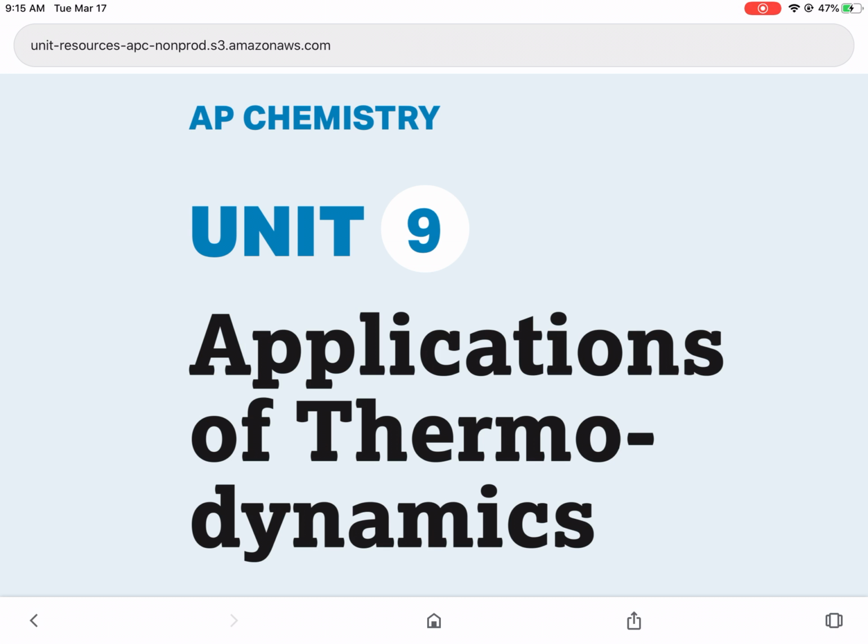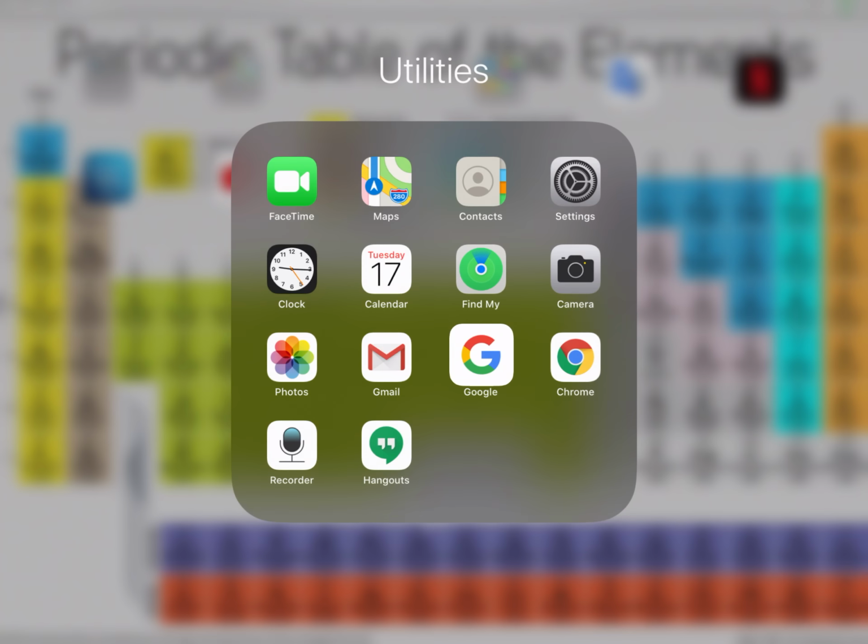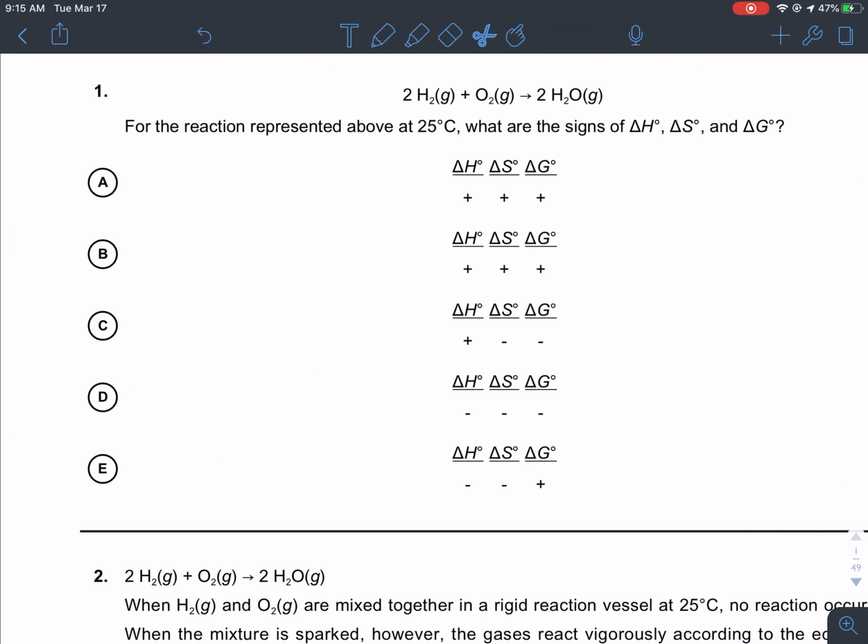All right, we're in Unit 9, Application of Thermodynamics. This really is about delta G. Let's get to the questions. Here we go. All right, number one.